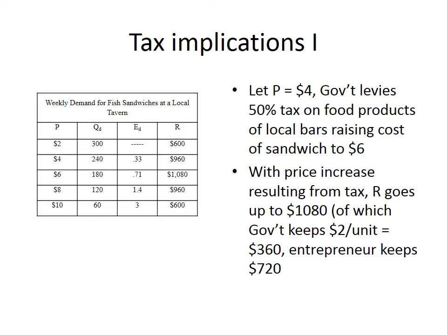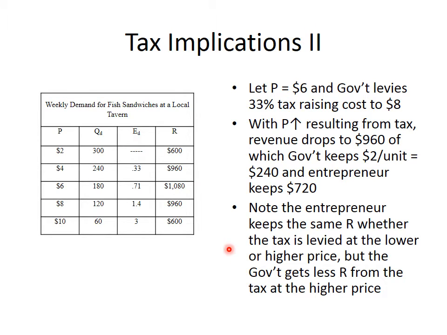Okay, now with the second thing, let's suppose now that we levy a tax of 33%, and I did that to try to keep the math a little bit simple here, so that we're starting out at $6, with a revenue of 1,080. They impose a tax of 33%, which is 1/3, which will raise the cost up to $8. Now let's take a look at what happens.